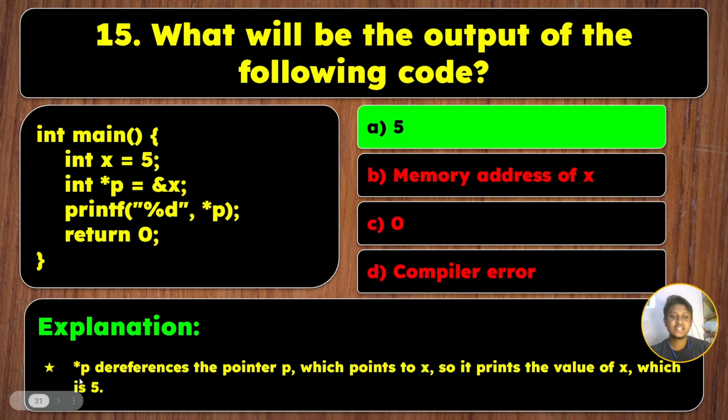As you can see, star p dereferences the pointer p, which points to x. So it prints the value of x, which is 5. So this star is a dereference operator, which is used to access the value which is present in some address. So here p is storing the address of x, and by using this star we are simply printing the value which is stored at p. So here we are getting the output as 5.